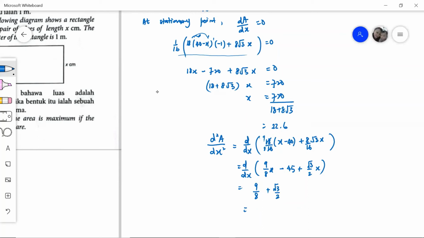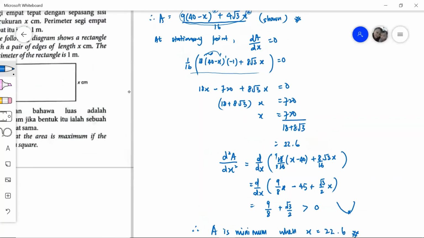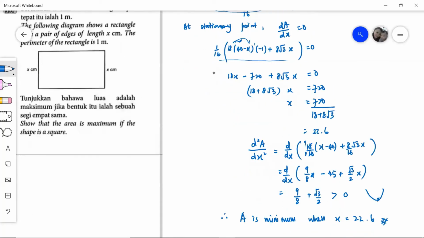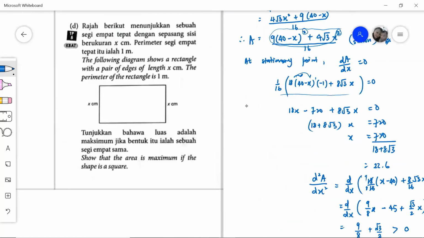Okay, so for this one, two positive numbers when you add together, now we don't have to find the value. We know that this whole thing must be greater than 0. So when this whole thing is greater than 0, therefore, we will have a smiling face graph. Therefore, A is minimum when x equals to 22.6. Okay, therefore, we found the answer for part C. Determine whether this value of x makes A a maximum or minimum. We already found. Now, let us move on with D.